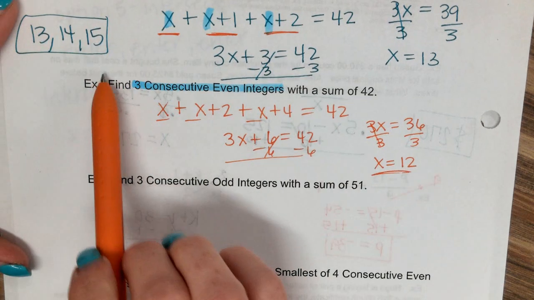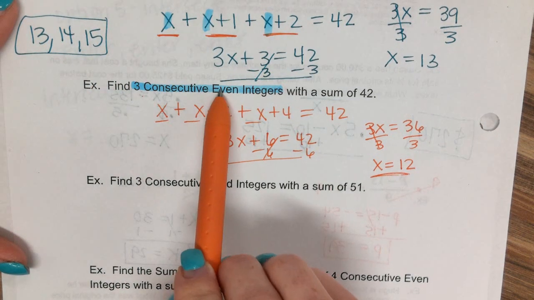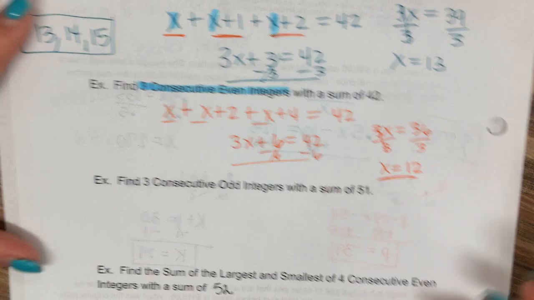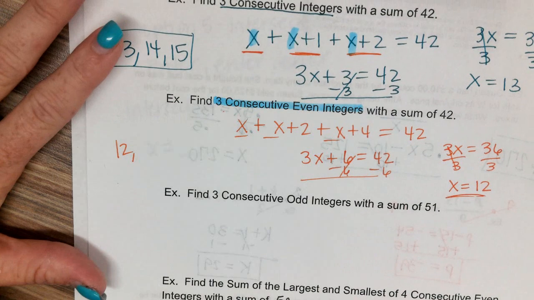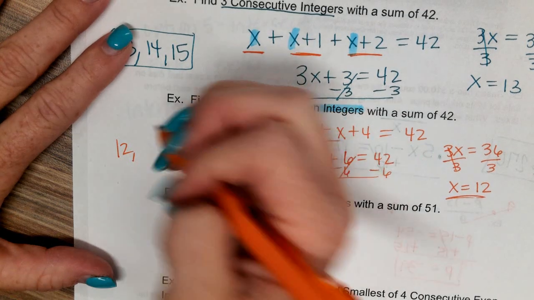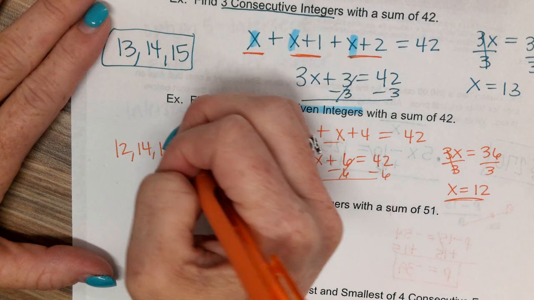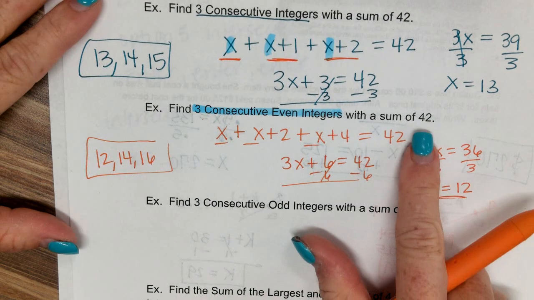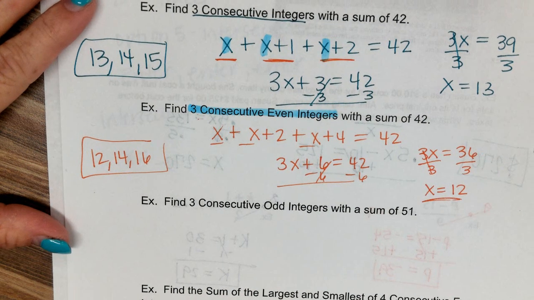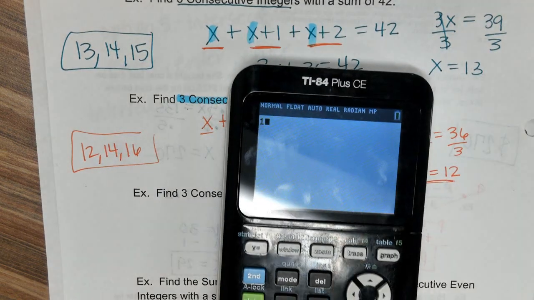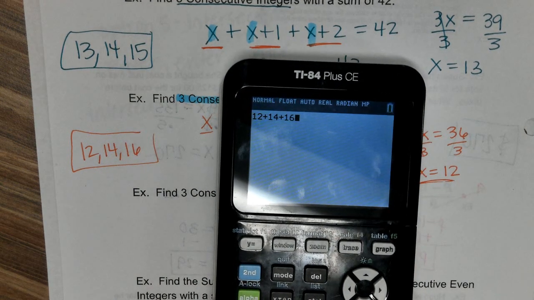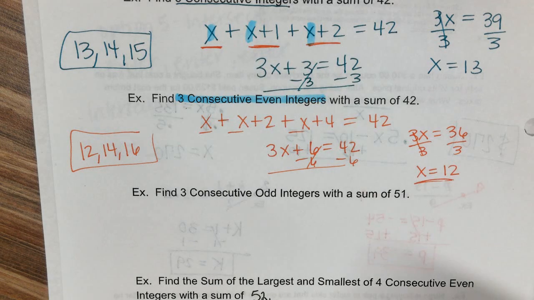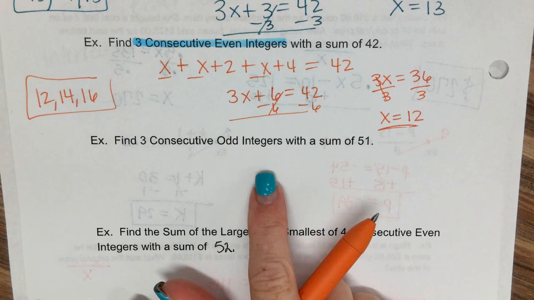No, because it said find 3 consecutive even integers. So my first number is 12. What would the next even number be? 14. What would the next one be? 16. Are we going to check it by adding them up to see if they add up to 42? All right, so here we go. Is 12 plus 14 plus 16 equal to 42? Yes.